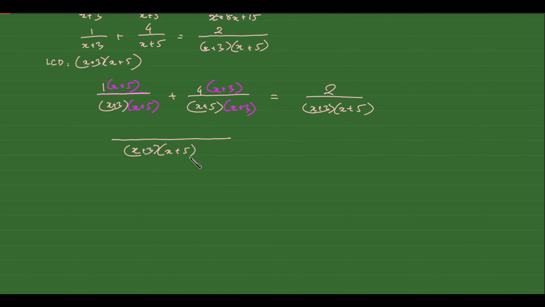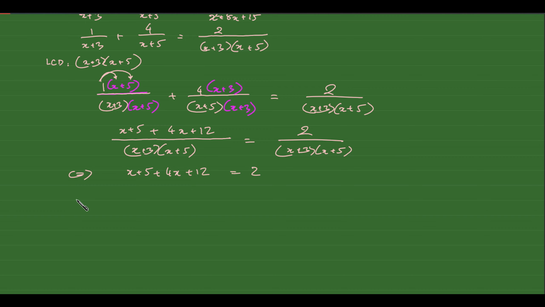So you see all the steps are kind of the same. I distribute them, so I have x plus 5. Distribute them in, so we have 4x plus 12, equal to 2 times x plus 3 and x plus 5. And we have the same denominator already, so we just go ahead and set the numerators equal to each other, right?